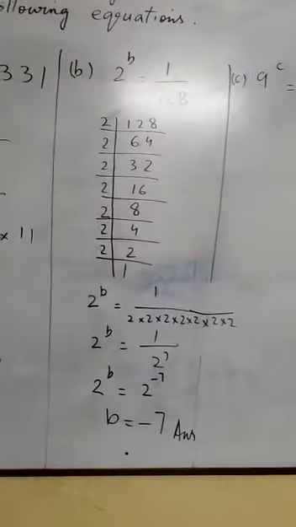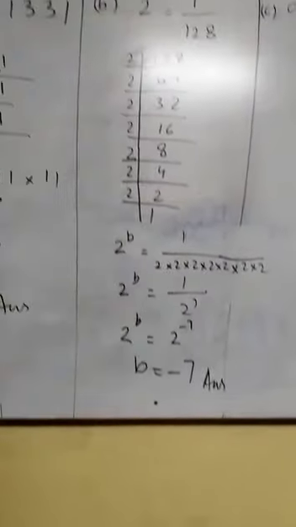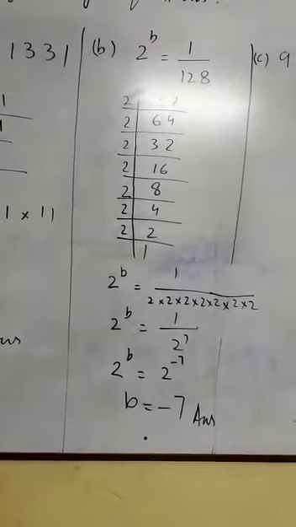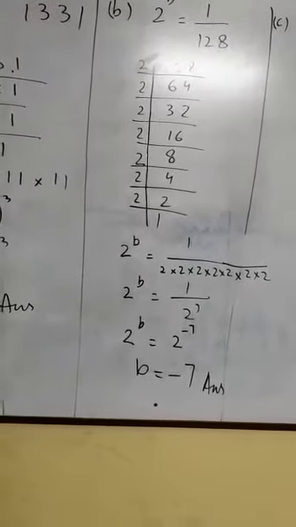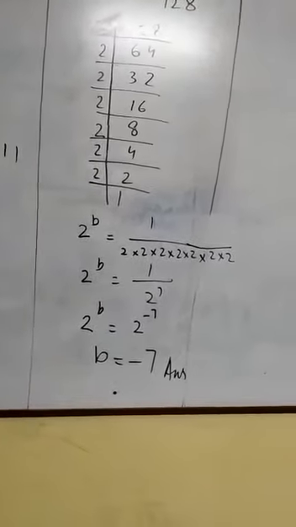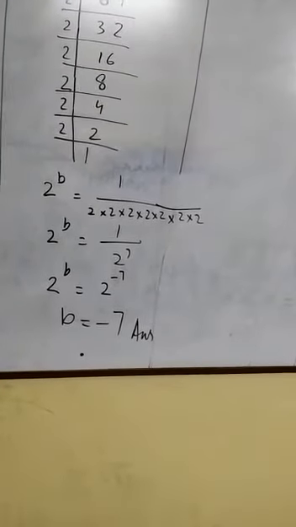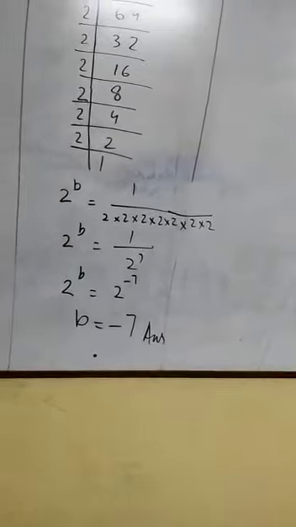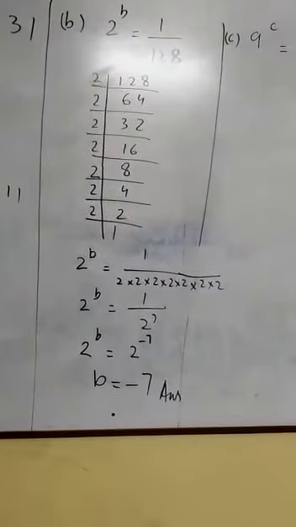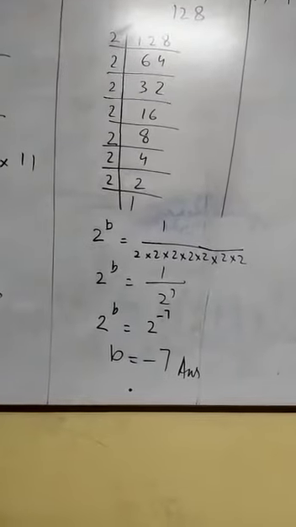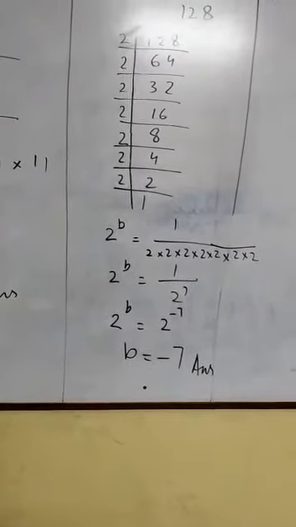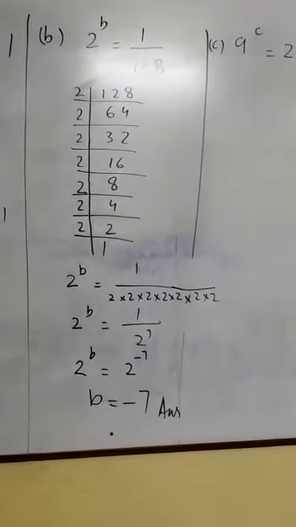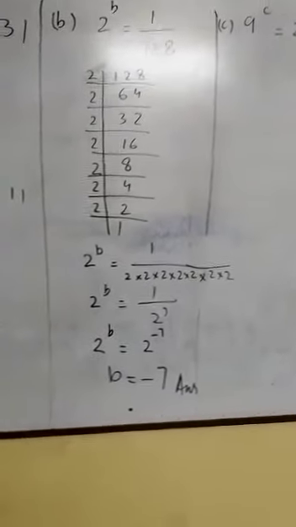This is 2 to the power b and 1 upon 128. So 128 we will make prime factors. So it is 2 to the power 7 and 2 to the power b equals 2 to the power -7, and over here we will apply the law which says that when bases are same, powers are equal. So we will make the powers equal and b will be equal to -7, and this -7 is your answer. Okay, understood? Now move to the next question.